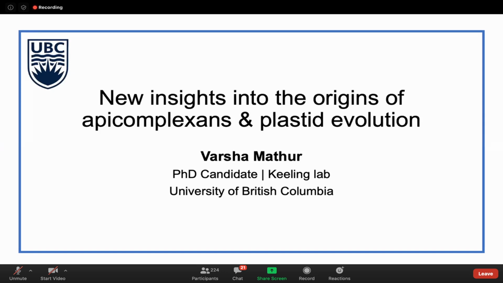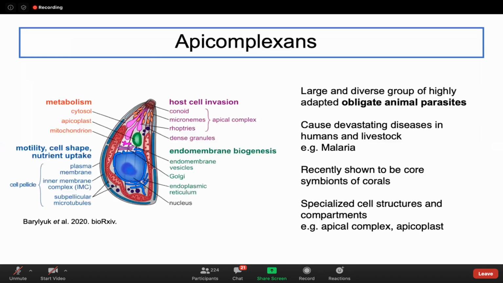So, taking it back to Ross's talk, we're back at apicomplexans, and as most of you probably know, they are a large group of parasites. They're obligate animal parasites, and they cause some pretty devastating diseases, the most famous of which is malaria. And recently, they were even shown to be core symbionts of corals.